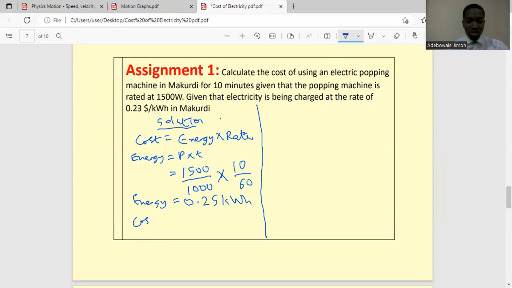So the cost is energy, which is 0.25, multiplied by the rate, which is 0.23. If you multiply these two, you get 0.0575 or 0.058. So $0.058. That's all.